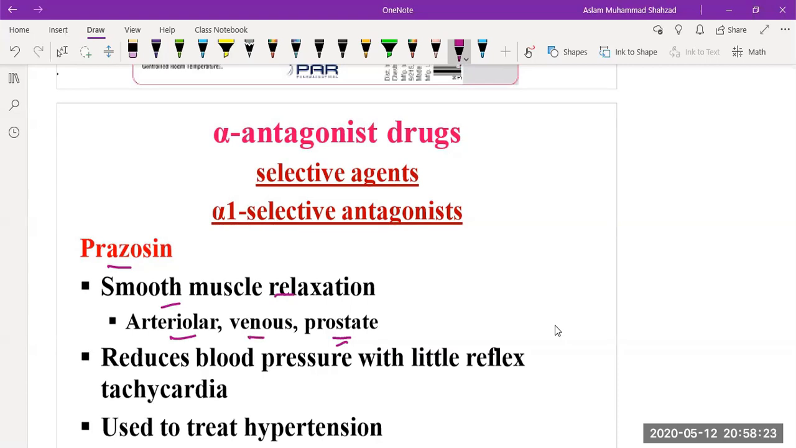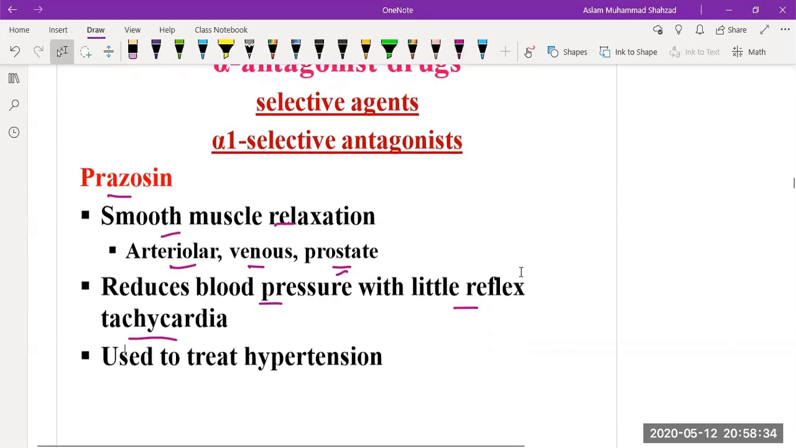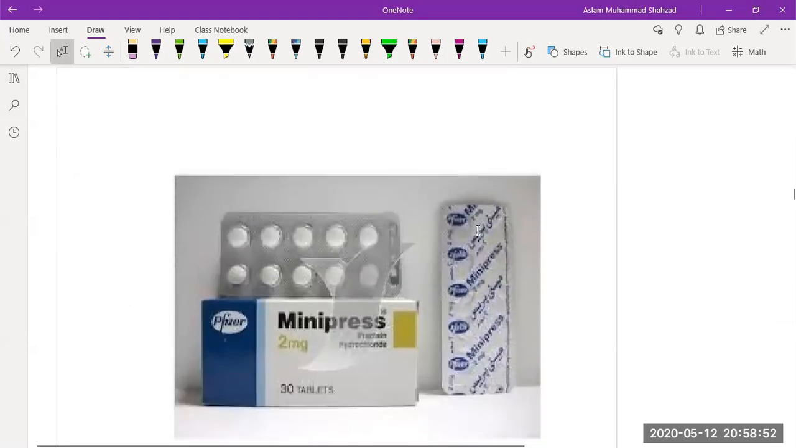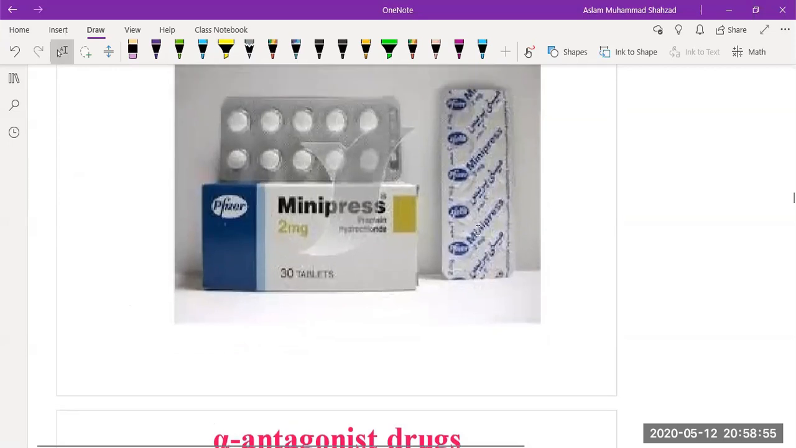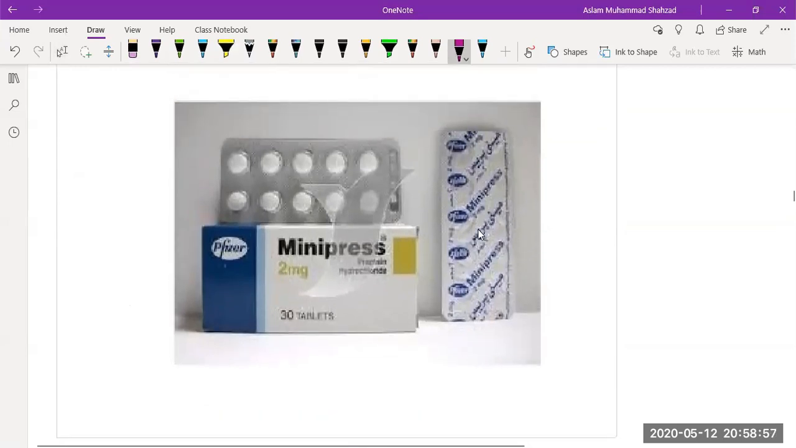It is also responsible for reducing the blood pressure with little reflex tachycardia, as we discussed last time before that. By reducing the blood pressure, there will be reflex tachycardia. So it also reduces the blood pressure, but the observation of reflex tachycardia will be less. It is also used for the treatment of hypertension because it is responsible for smooth muscle relaxation. The drug which is available in the market is Minipress by Pfizer company, with 2 milligram available.